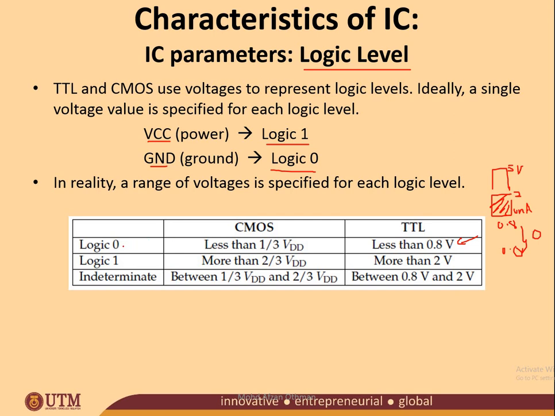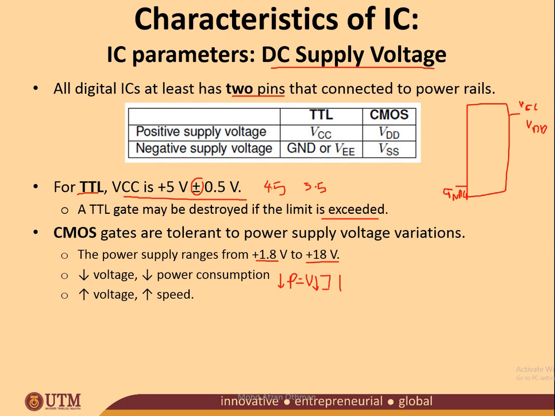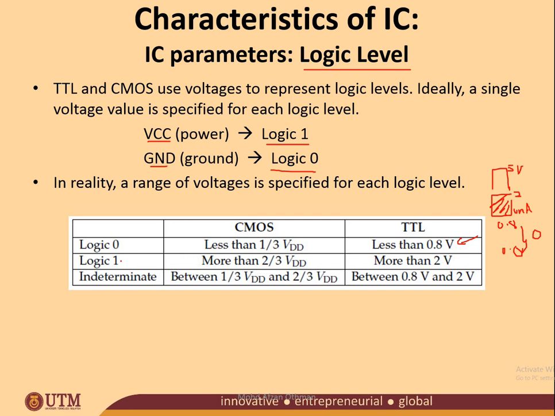How about CMOS? Logic 0 is considered when it is less than 1/3 VDD. Okay, you see from the previous slide, VDD is your positive supply voltage. And logic 1 is more than 2/3 VDD. And indeterminate is between 1/3 of VDD and 2/3 of VDD, okay. So this one, I hope you guys will do a bit of memorizing, because it will help you later on. You need to memorize this characteristic.